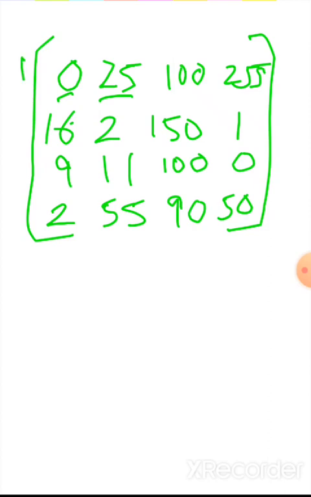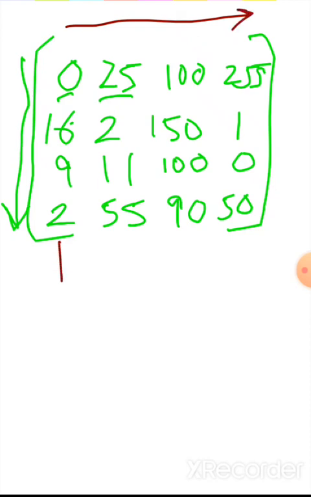Okay, so here these are the rows. The horizontal arrangements are called rows and the vertical arrangements are called columns. So this one is column 1, this is column 2, this is column 3, and this is column 4. Similarly, this is row 1, this is row 2, this is row 3, and this is row 4. The column number increases from left to right, and the row number increases from top to bottom.